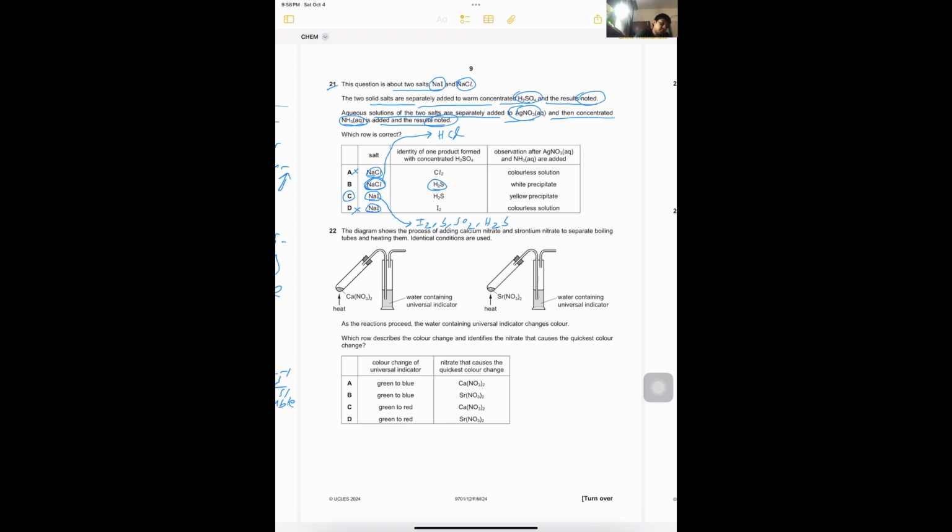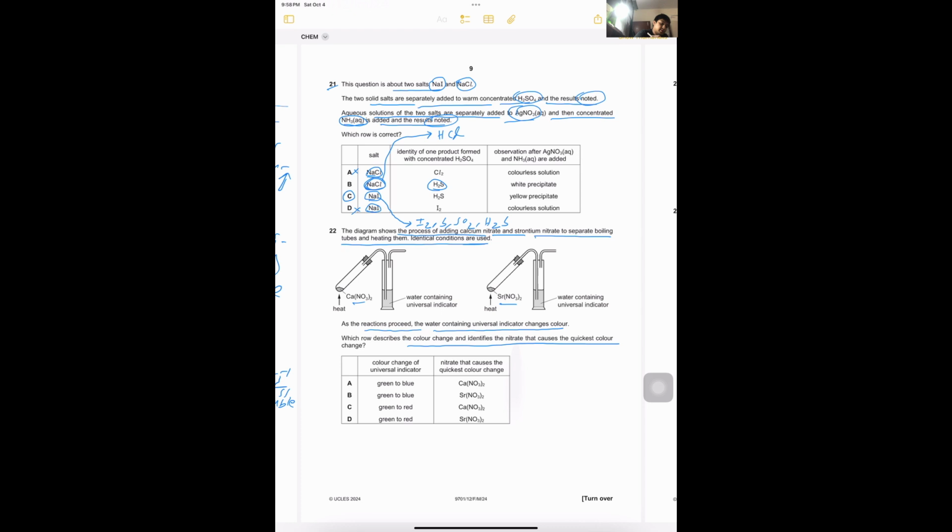Okay, the diagrams show the process of adding calcium nitrate and strontium nitrate to separate boiling tubes and heating them. Identical conditions are used: calcium nitrate, strontium nitrate. As the reactions proceed, the water containing universal indicator changes color. Which row shows the color change and identifies the nitrate that causes it?